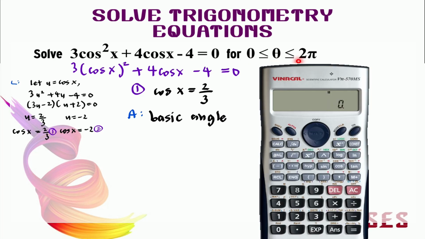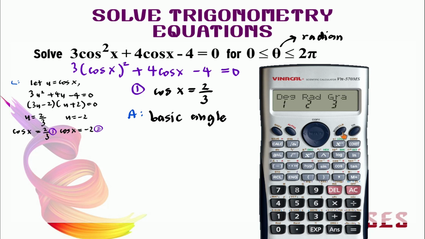As you can see here, our range is from 0 until 2 pi radian. That means this calculation should be in radian. And because of that, we need to make sure that our calculator is in radian mode. As you can see here, our calculator is in degree mode. So let's change this. Press mod 4 times and then press 2.